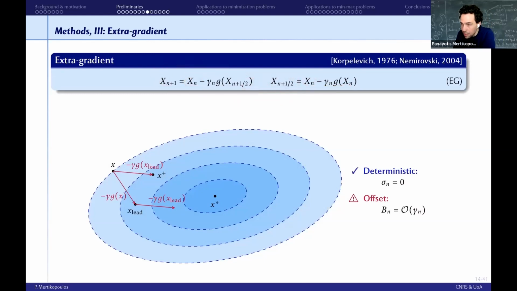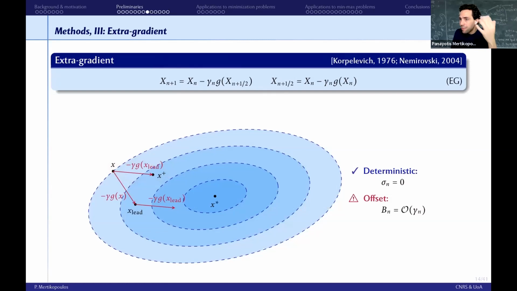And again, this is a deterministic method, which can be captured as a special case of this general template with an offset, which is again of the order of the step size. Now, this method has a drawback. This is a very good approximation of the proximal point method, and it has superior convergence properties to ordinary gradient methods in a min-max context, but it requires two gradient calls per iteration, because we need one gradient here and one gradient here in order to perform the final update.